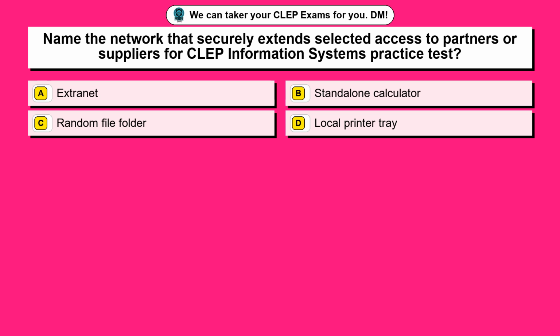Option A, extranet. Option B, standalone calculator. Option C, random file folder. Option D, local printer tray. The correct answer is option A, extranet.